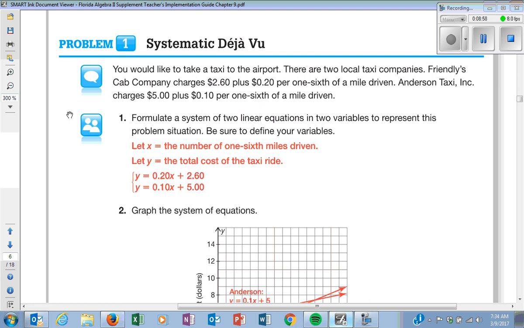Are you with me? So obviously you can tell if I'm taking a shorter drive, this one's going to be the way to go, right? But if I'm going from like here to Orlando, this one's going to be the way to go. You guys following?